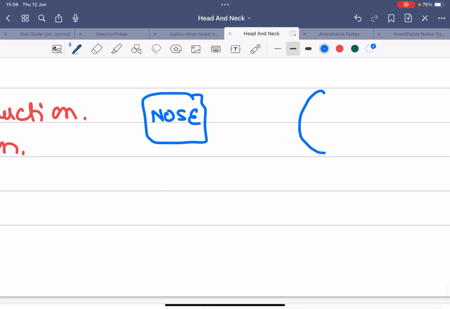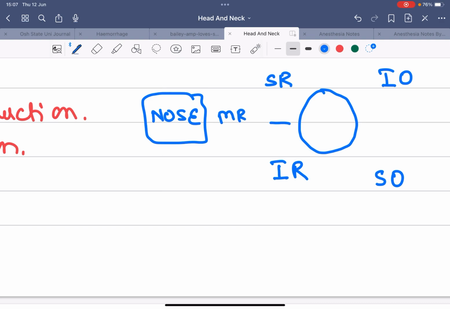Okay, now write here superior rectus. Here you will write inferior rectus. Write here inferior oblique. Write here superior oblique. Okay, here it will be the medial rectus, here it will be your lateral rectus. Now see here, these are the directions.